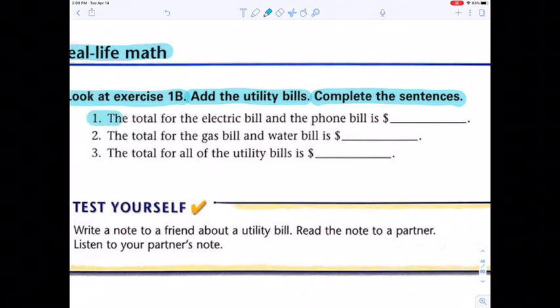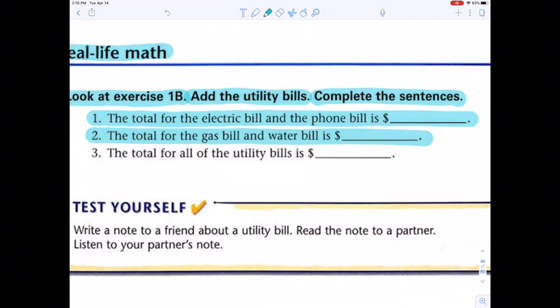Number 1, the total for the electric bill and the phone bill is? Number 2, the total for the gas bill and water bill is? Number 3, the total for all of the utility bills is?